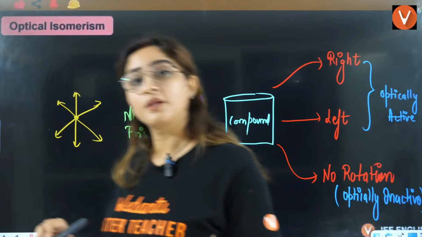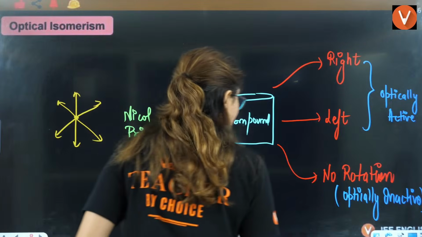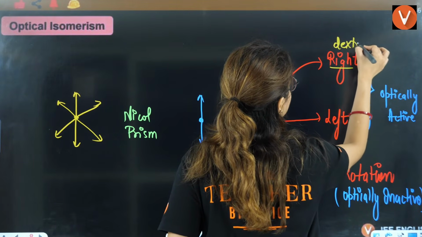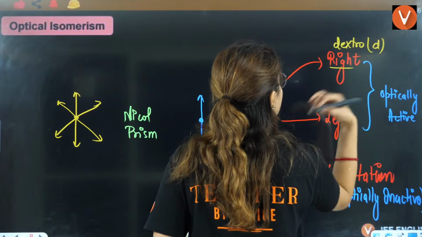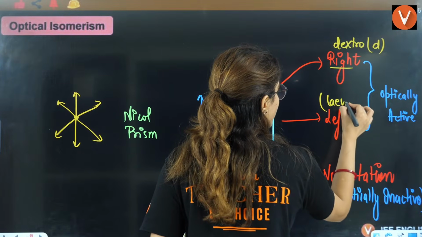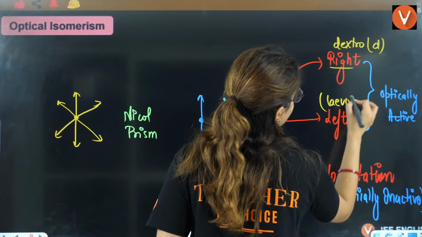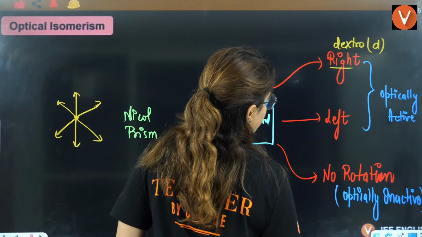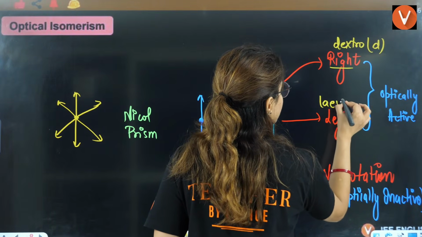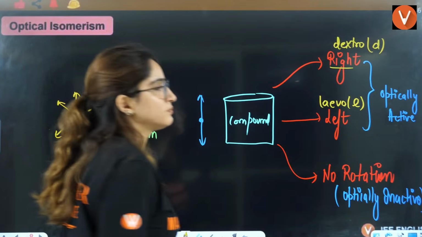When it is on the right side, that is called dextro, represented by small d. When it is on the left side, it is called levo, represented by L.